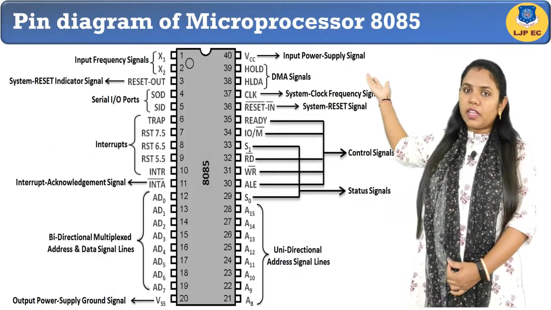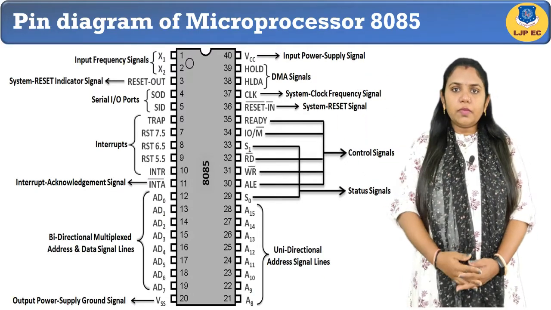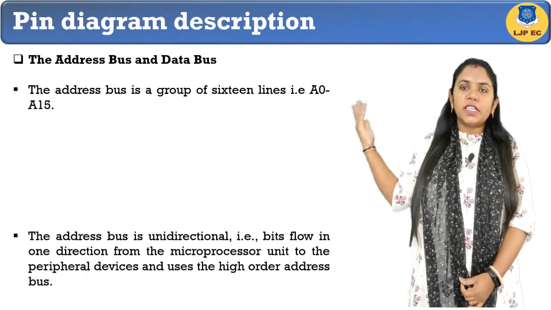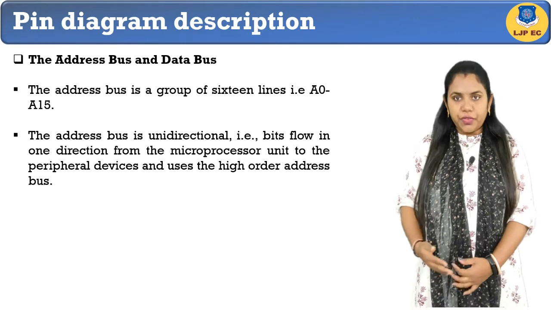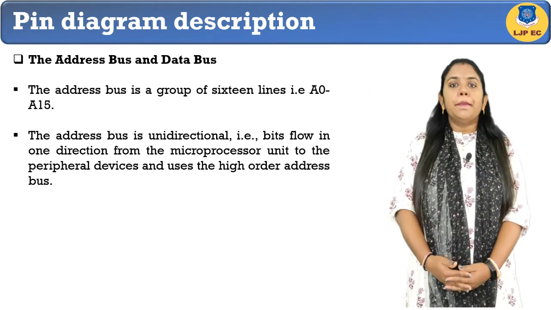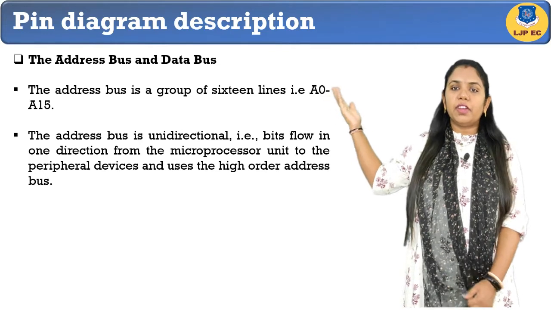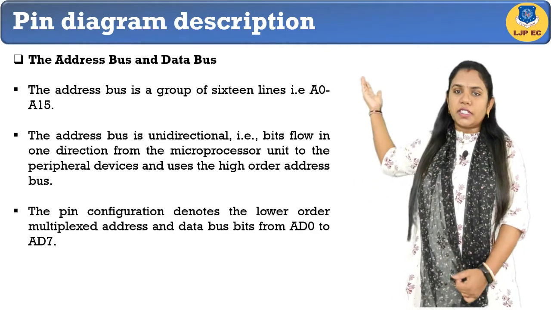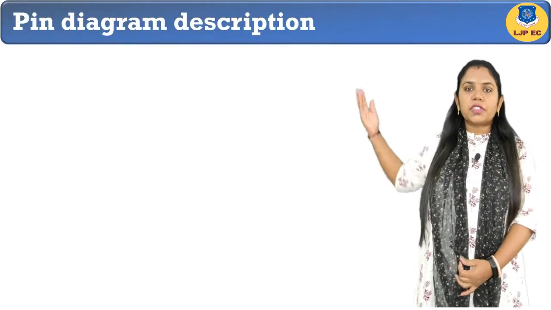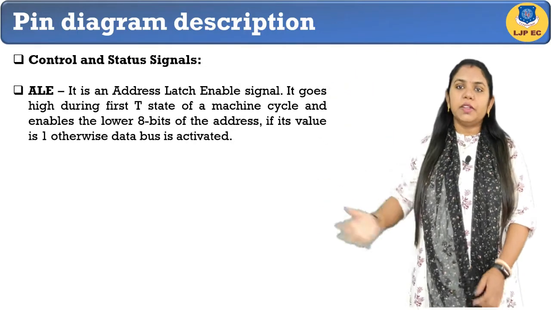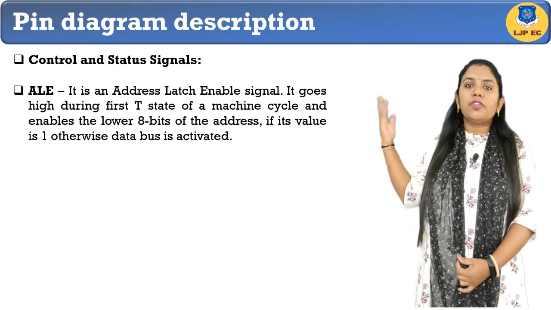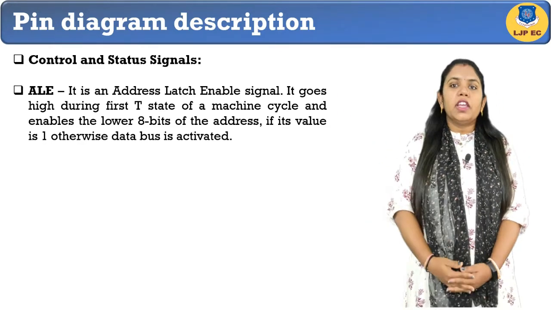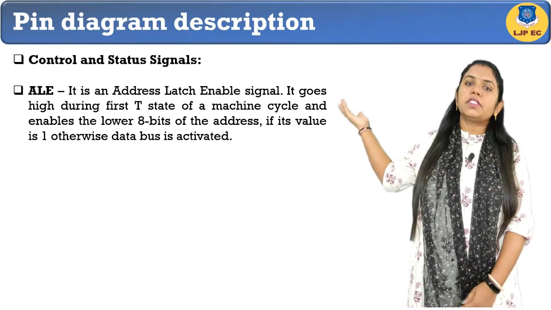Let's see the pin diagram of 8085 microprocessor. First, address bus and data bus. The address bus is a group of 16 lines, that is A0 to A15. The address bus is unidirectional, carrying bits from the microprocessor unit to the peripheral devices, and uses the high order address bus. Next, control and status signals. The signals are first ALE, that is address latch enable signal. It goes high during the first T state of a machine cycle and enables the lower 8 bits of the addresses if its value is 1, otherwise the data bus is activated.